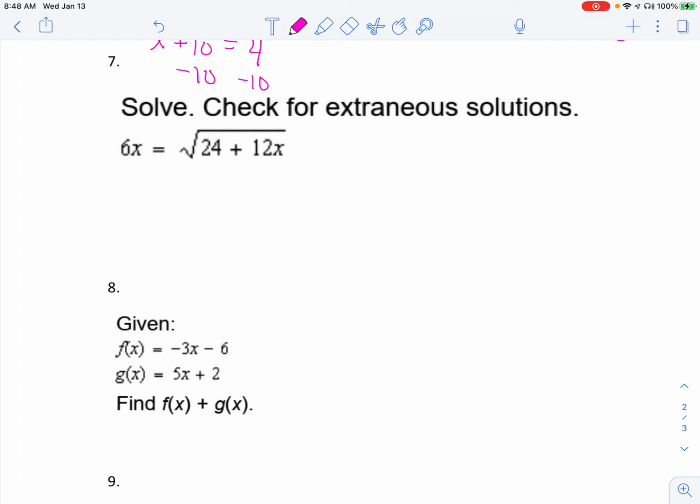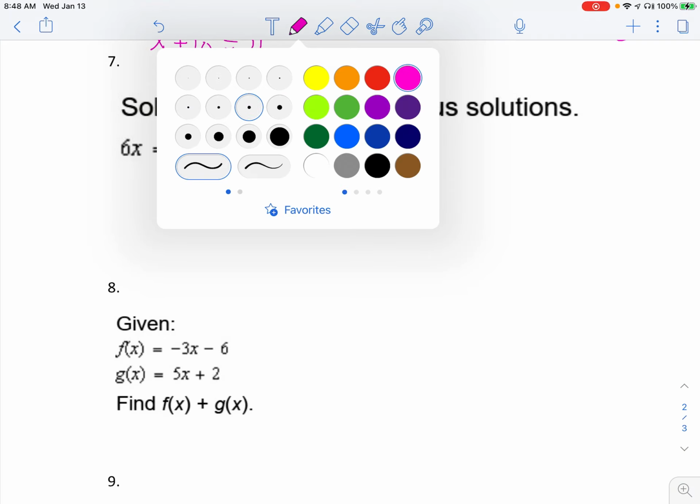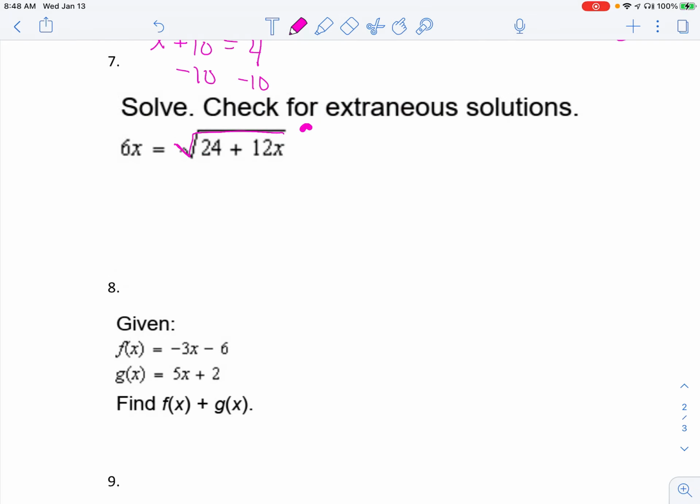And when x is trapped in a square root, we're going to have to square both sides. So this is ready. The square root is by itself over here. Like there's no plus 7 or anything. So it's ready to go ahead. It's ready for me to square it. So I'm going to square this side.